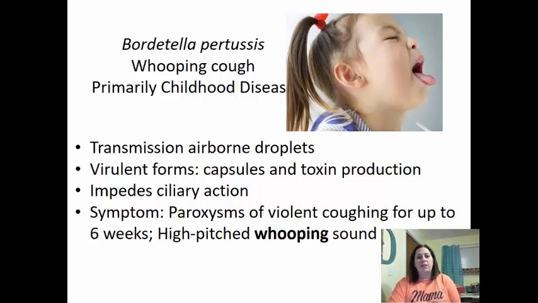There is a very virulent form, and this is going to be the form that contains capsules and also produces toxins. Now, this is going to impede ciliary action, so it causes that ciliary action that's supposed to help get it out of there to not work, so it settles down into the chest. The first stage has cold-like symptoms, but as it moves deeper down into the lungs, we get into the second stage. This is going to be causing paroxysms of violent coughing for up to 6 weeks. This is also going to cause a high-pitched whooping sound, thus its name for whooping cough.